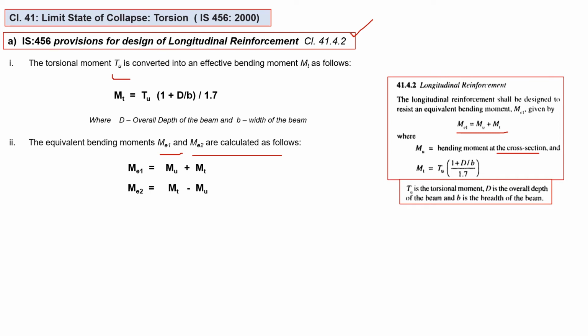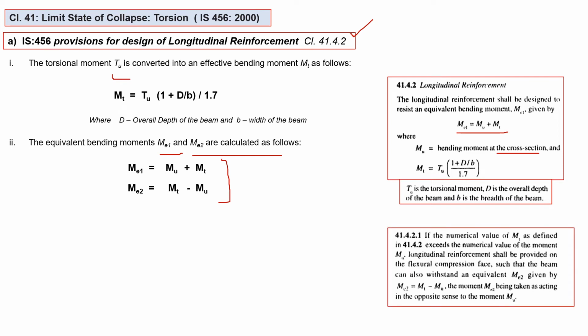And the second is ME2. We have to calculate, that means we have to subtract MU from MT. So these two values we need to calculate. These guidelines are mentioned in this clause number 41.4.2.1. Now a few pieces of information are very relevant which we have to understand here. What this clause is suggesting is, if the numerical value of MT which we have calculated exceeds the numerical value of moment MU, so we have to check here whether MT is greater than MU or MT is less than MU.